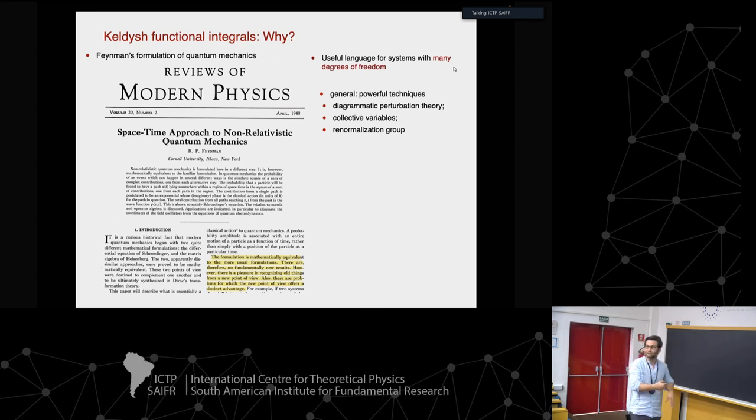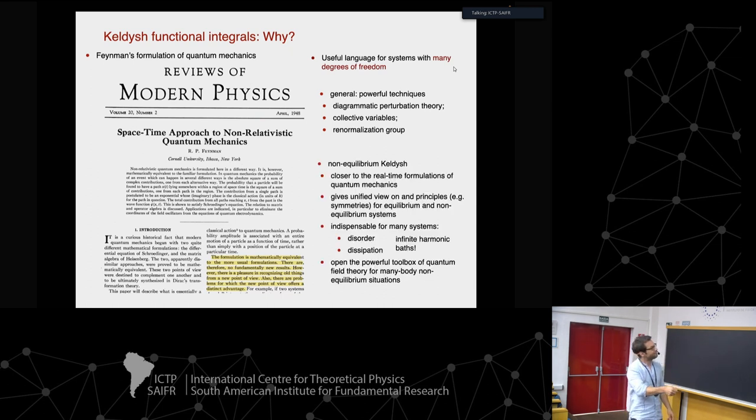Certainly, I think it's fair to say that for quantum field theory, or field theory in general, problems with fluctuations, the good language to talk about them, at least if you want to do some semi-analytics, is in terms of path integrals. There are very powerful techniques, diagrammatic perturbation theory, collective variables, renormalization group, that are developed for the quantum field theory formulation of this problem, which would not be available in the Lindblad description so easily. And specifically, beyond path integrals in general, I would advocate that this Keldysh functional integral is very close to the real-time formulation of quantum mechanics, and in this way can give you a unified view on principles and mechanisms, for example how symmetries work in an out-of-equilibrium setting. And it opens the toolbox of quantum field theory quite in general.